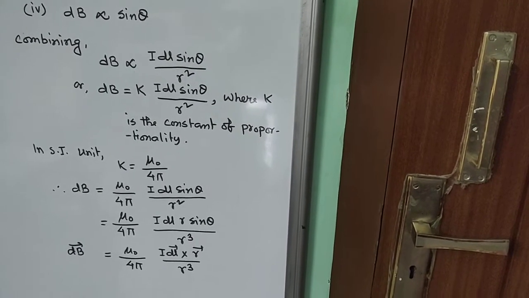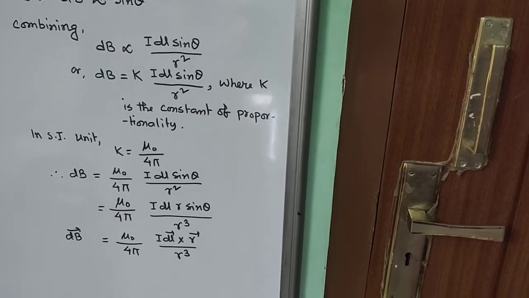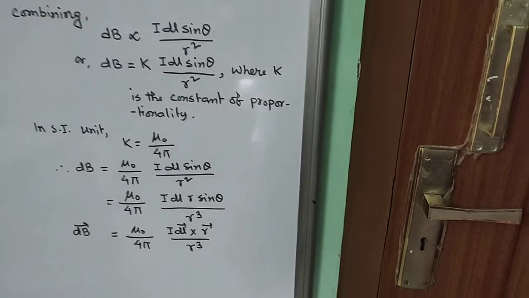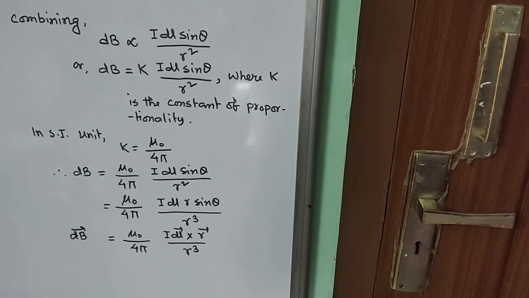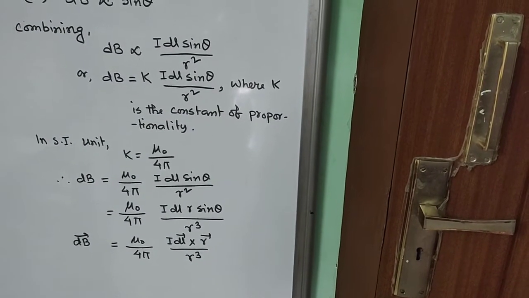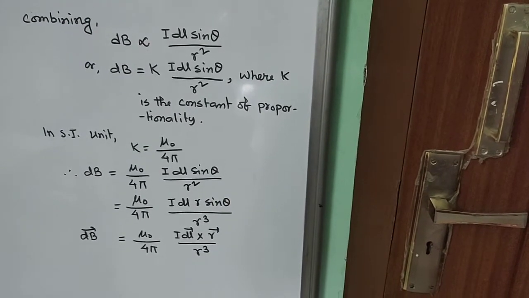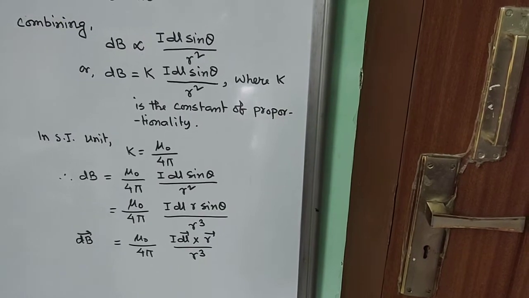Idl is your current carrying element divided by r cube. So this is your vector form of Biot-Savart law. Now the magnitude of the Biot-Savart law is nothing but dB equal to mu naught by 4 pi I dl sine theta by r square, and in vector form mu naught by 4 pi I dl vector cross r vector by r cube.